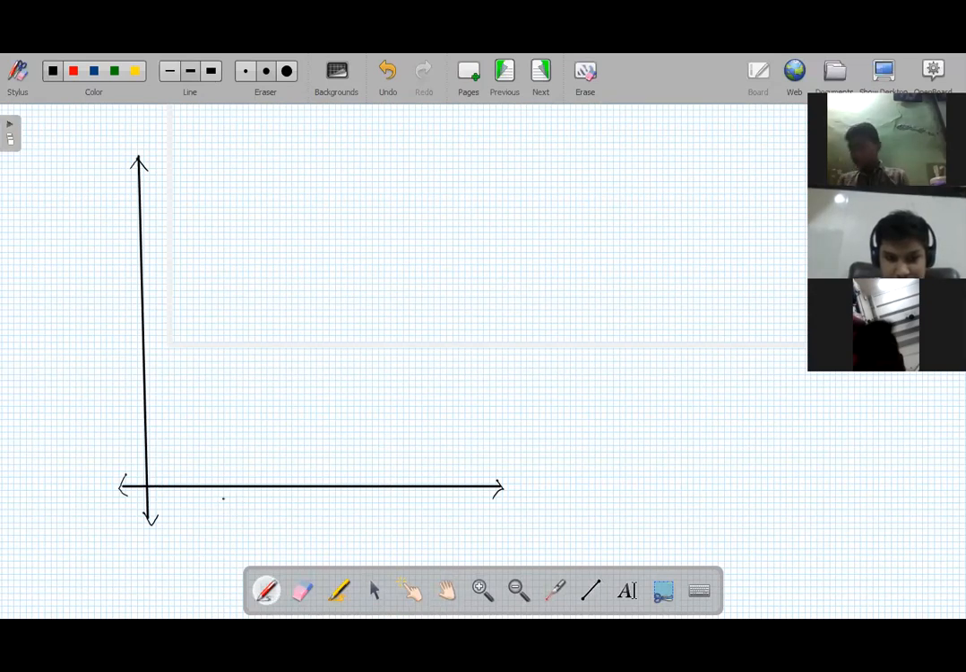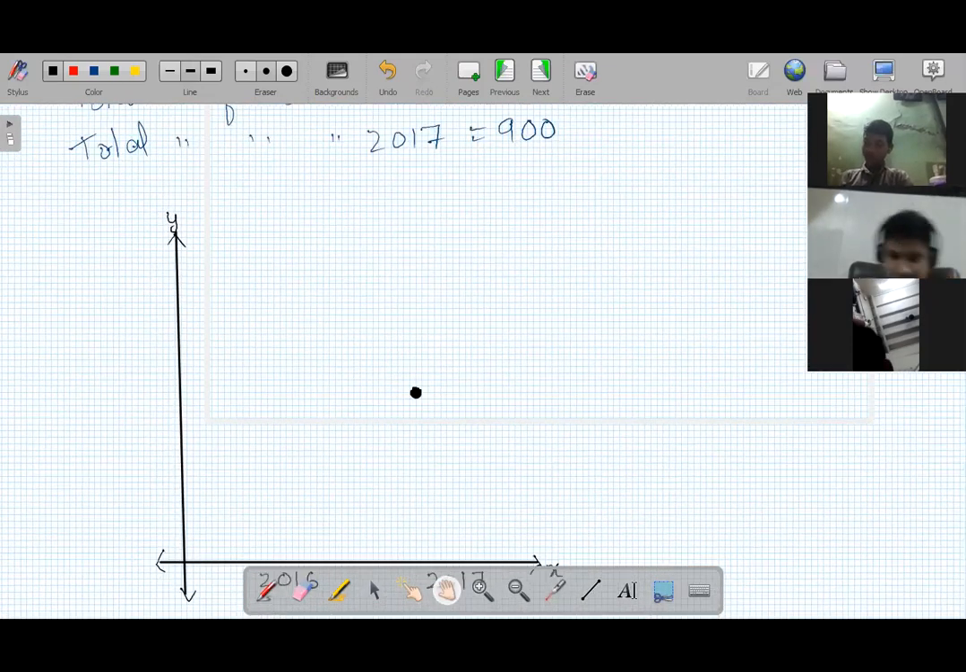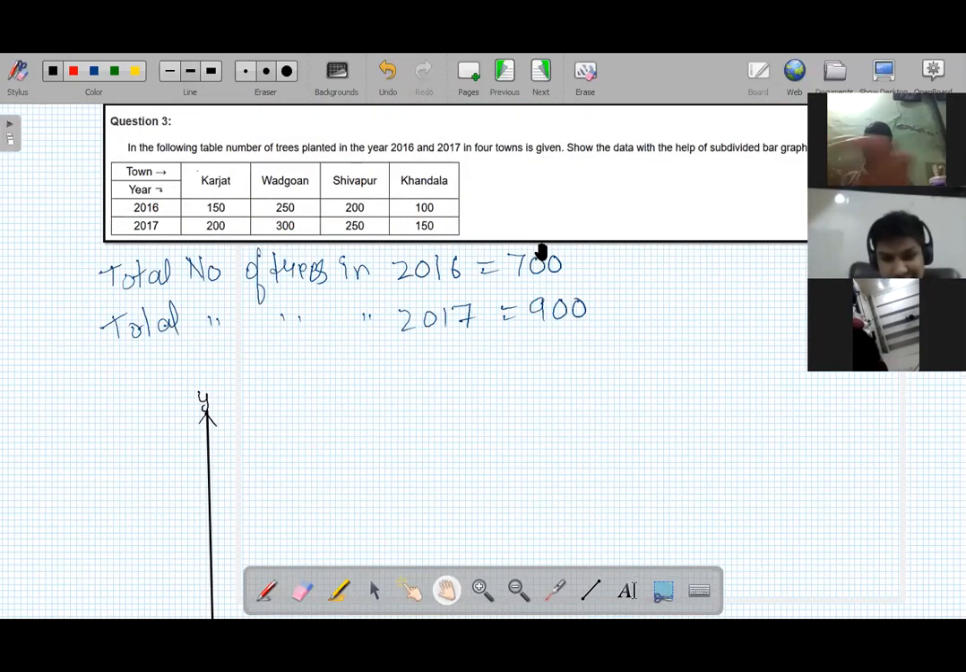So on the y-axis, we'll have 2 bars. First bar will be for the year 2016. Second bar will be for the year 2017. Okay, so I'll name this here x-axis, y-axis. Now we'll see what numbers. If you see, first bar is 700, second bar is 900 maximum.